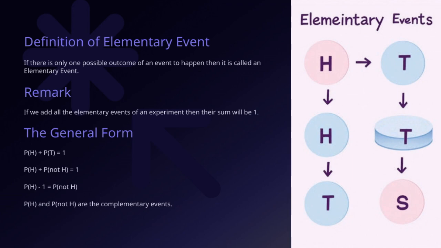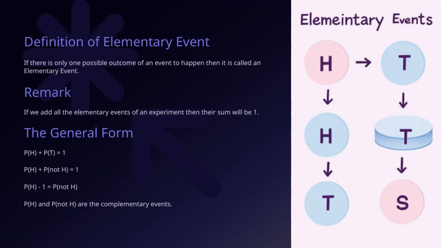Similarly, if we consider another event T, the probability of T occurring plus the probability of T not occurring also sums to 1. This brings us to the general idea that if we add up all the elementary events in an experiment, that is, all the possible outcomes, their total must be 1. This is a fundamental principle in probability.